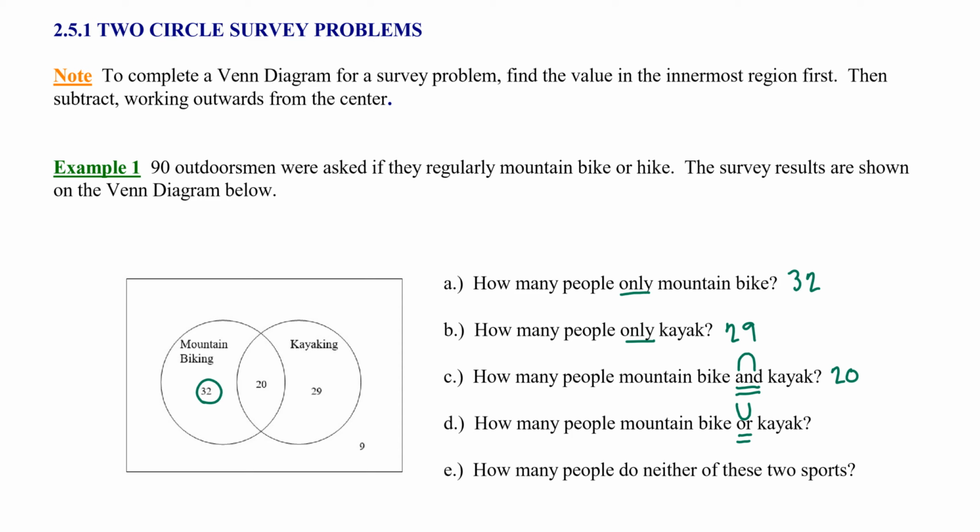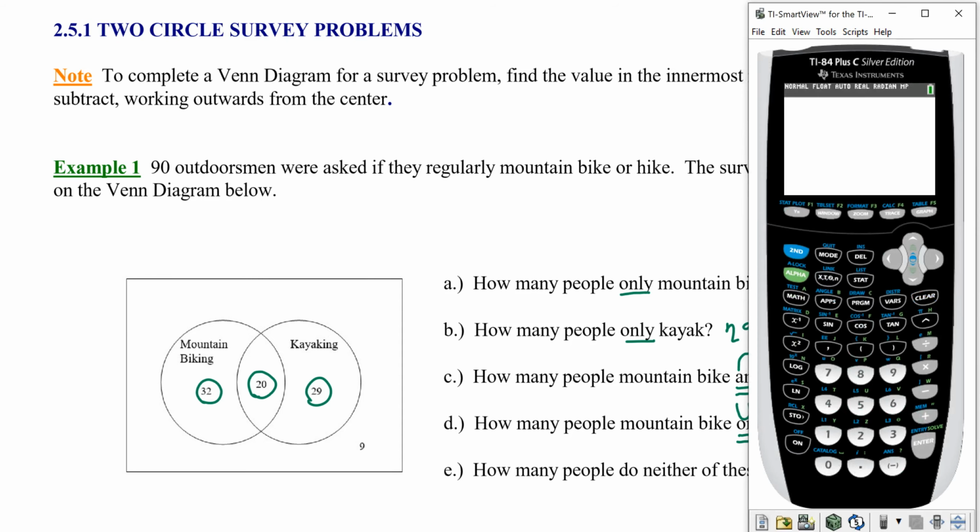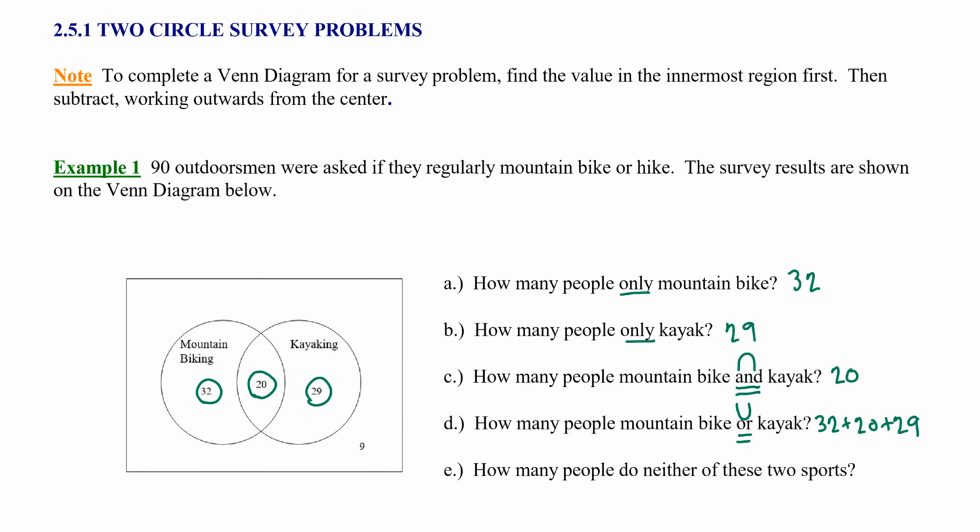So we're going to count the 32 that mountain bike only, the 20 that do both, and the 29 that only kayak. So we'll add those together, 32 plus 20 plus 29. I'm going to grab my calculator here and total those values. 32 plus 20 plus 29 gives us a total of 81 people.